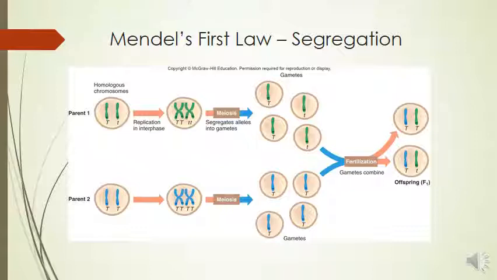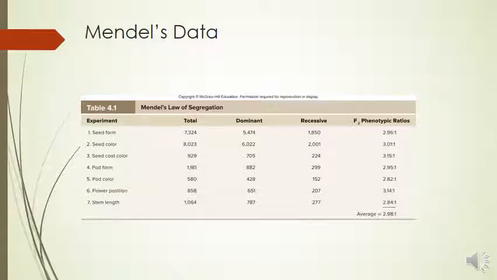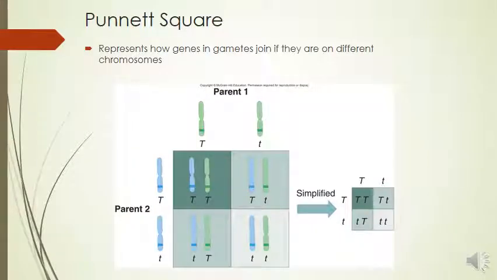This cross yields offspring of the genotypes uppercase T, uppercase T, which is the homozygous dominant, and uppercase T, lowercase t, which is the heterozygous dominant. This slide shows the 7 different traits that Mendel studied and the results that he obtained from them. This slide represents how genes in the gametes join if they are on different chromosomes by utilizing what is called a Punnett square. And basically, a Punnett square illustrates how alleles combine in offspring.